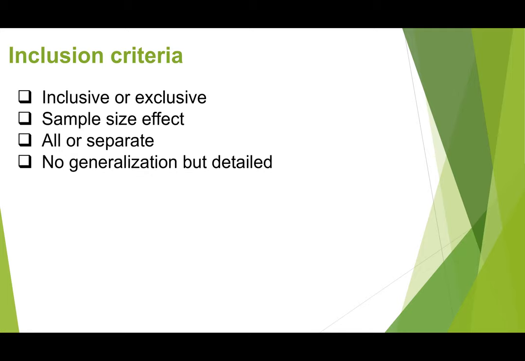The inclusion criteria should be very specific. It should not be generalized. Okay, and it should be detailed. So you cannot just say if you are a preterm. No, you have to say if your gestational age is from, let's say, 23 plus 6 weeks until 33 plus 5 days, and so on. So you need to specify exactly your inclusion criteria, your population, and your criteria. You cannot make inclusion criteria a generalization or a general term.